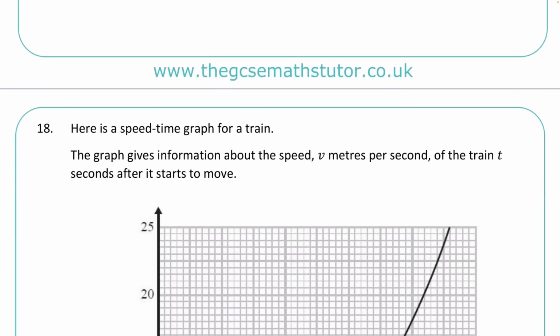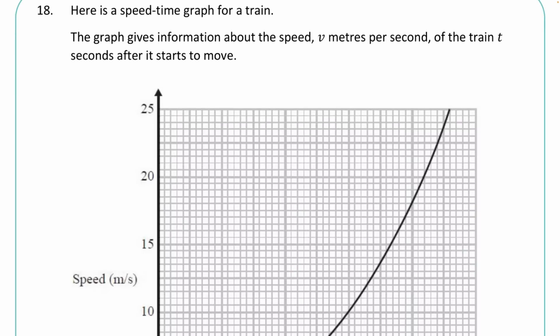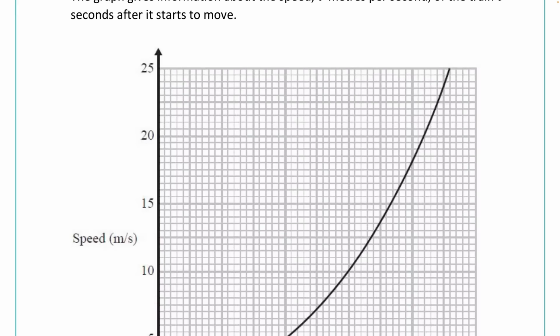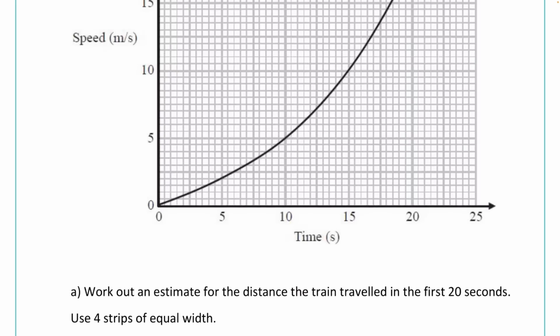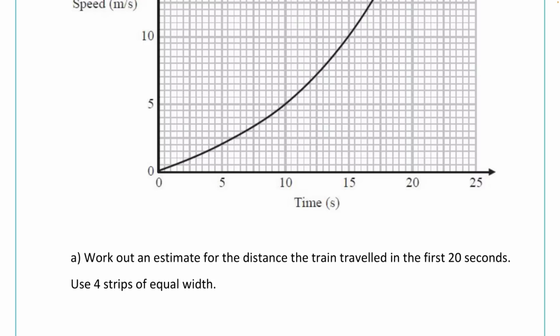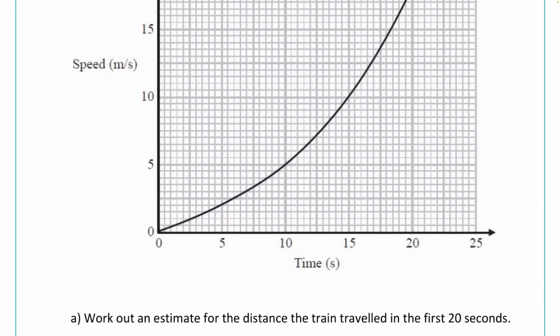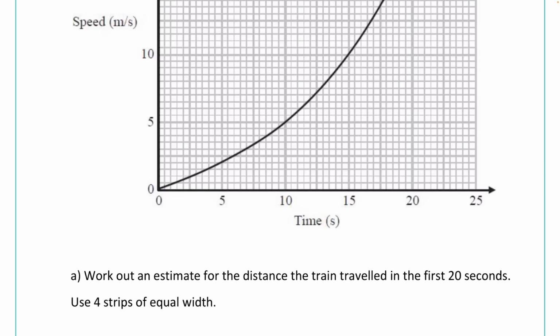Okay, next question. So it says here is a speed time graph for a train. The graph gives information about the speed, v meters per second, of the train, t seconds after it starts to move. So there we go, there's our graph that we're given. It says work out an estimate for the distance the train travelled in the first 20 seconds and use 4 strips of equal width. Now these ones are always a bit of a pain because the numbers are quite hard to read, but we need to find the area under this curve.